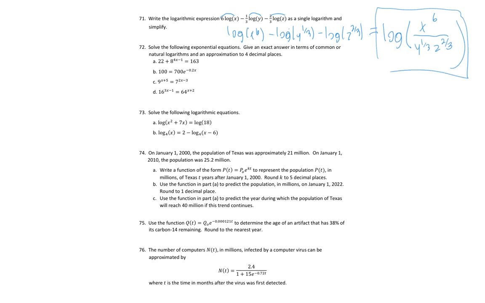Going to this next one, it says solve the exponential equations, give an exact answer in terms of common or natural logs and an approximation. So we'll have to solve it in terms of log, and then we'll plug that into our calculator. First thing I'm going to do on this first one is subtract 22 from both sides. So 8 to the 4x minus 1 is going to equal 141. Now I want to get my x out of the exponent, so I'll take a natural log of both sides.